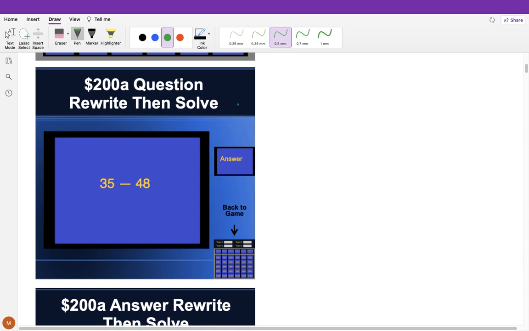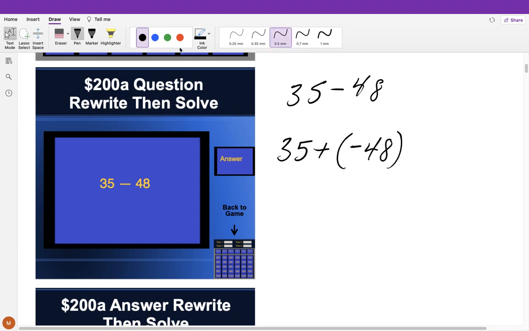All right, so remember, one of the questions is going to be you have to rewrite the subtraction problem, or more than one, to an addition problem. So this right now is 35 minus 48. So we are going to change the subtraction to an addition. So this becomes 35 plus negative 48. By doing this, it allows us to see what our signs are a little bit clearer, because some of you have asked, well, is this 48 negative or is this 48 positive? So this allows it to be a little bit clearer.